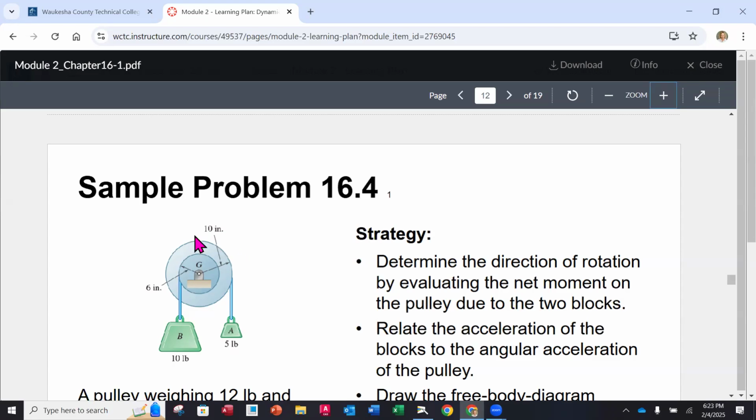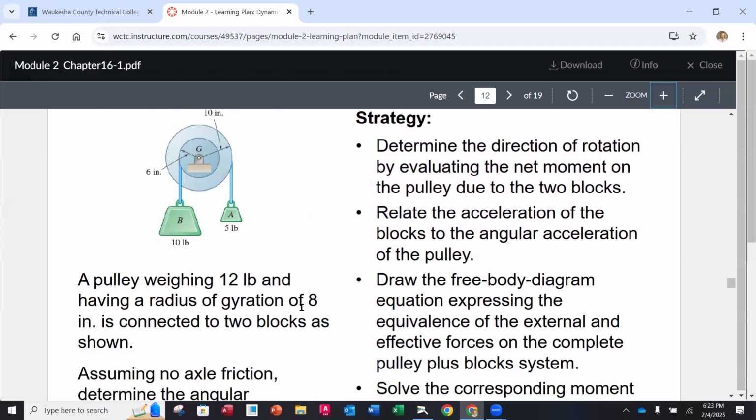And then on the outside, there's going to be another groove where the strand for weight A is going to rest. So this pulley is not a piece of material with an even cross section through the whole thing. So what they do is they give us the radius of gyration, for which we could place the total mass at a distance from the center of rotation. And that's what they're giving us here, 8 inches.